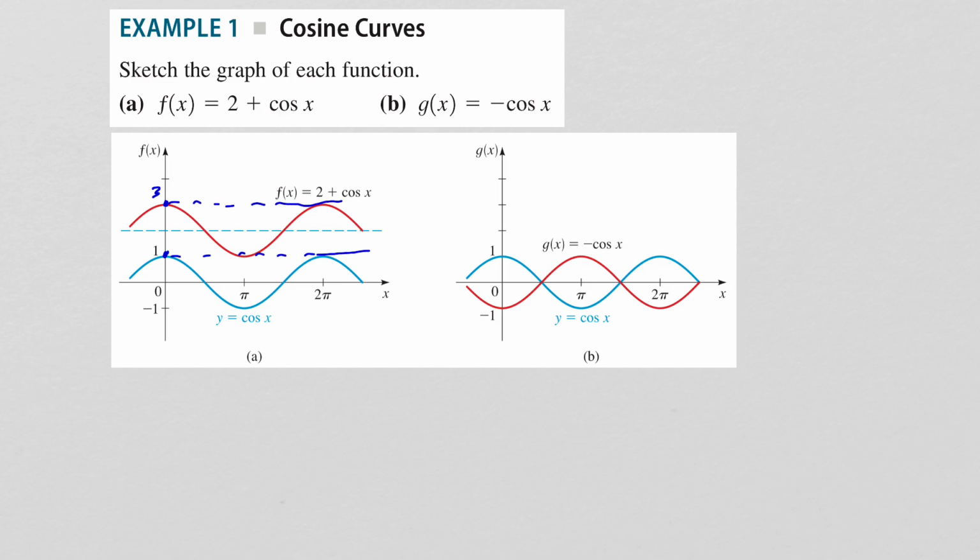And then negative cosine of x is just going to be a mirror image over the x-axis. So again, here is the standard cosine graph. So negative cosine is just going to be the mirror image across the x-axis.